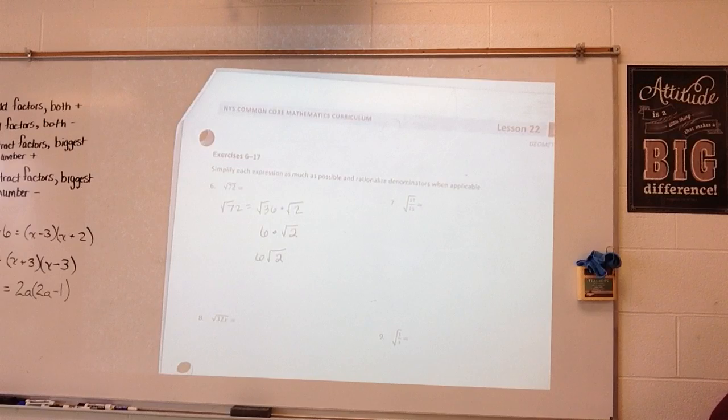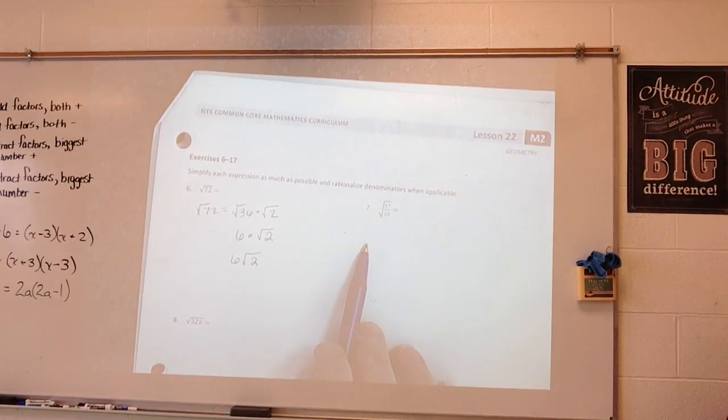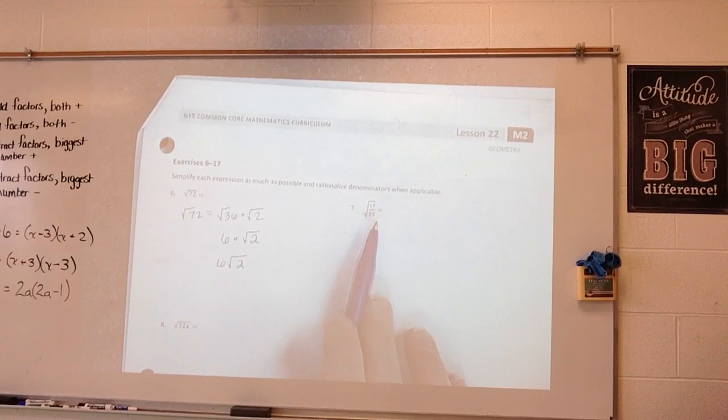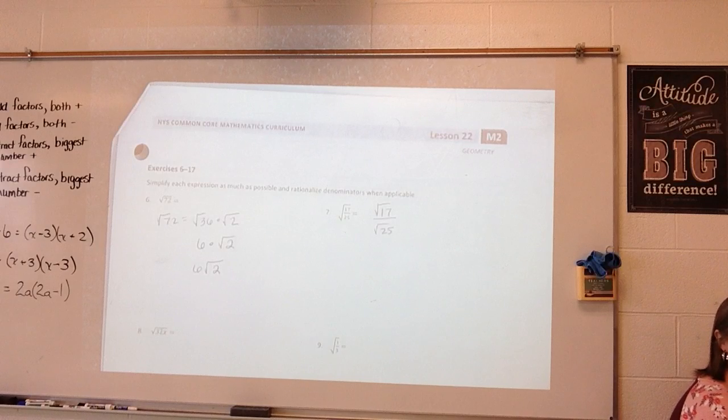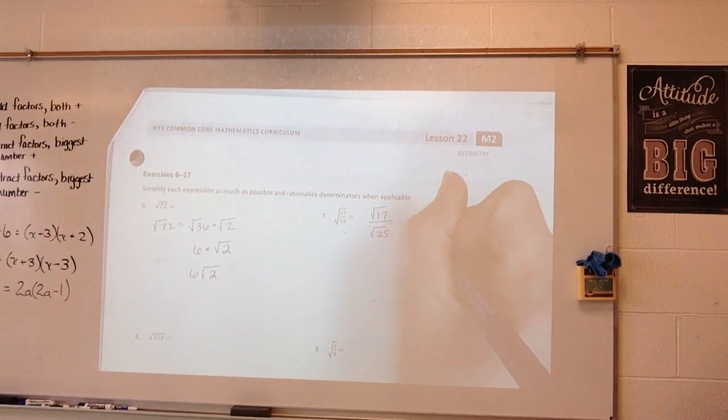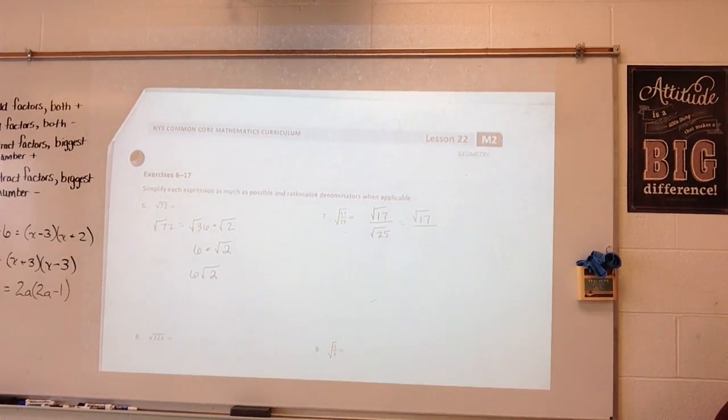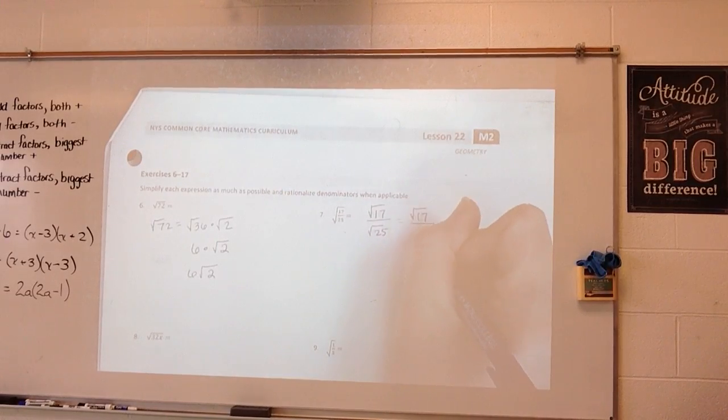Alright, looking at the next one, number 7. The square root of 17/25. I can divide this into 2 parts: the square root of 17 over the square root of 25. The square root of 17, thinking about this, really there's nothing I can do with it because 17 is a prime number, meaning the only 2 factors are 17 and 1. So I can't break that up, but I can take the square root of 25, and that would be 5.